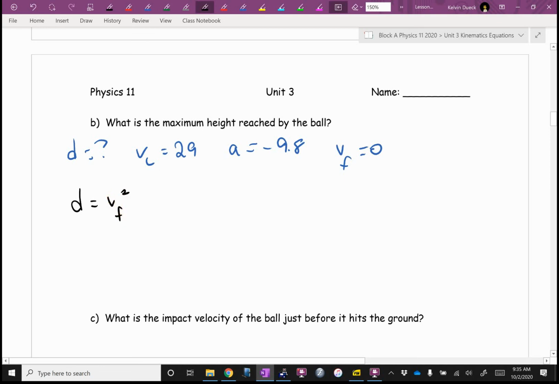What's right next to the D? A 2 and an A? How will I move those over? Later. What else is on the same side as the D? A VI squared? How will I move that over? VF squared minus VI squared all over 2A. 0 squared minus 29 squared all over 2.